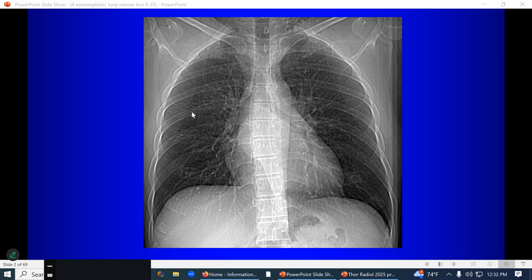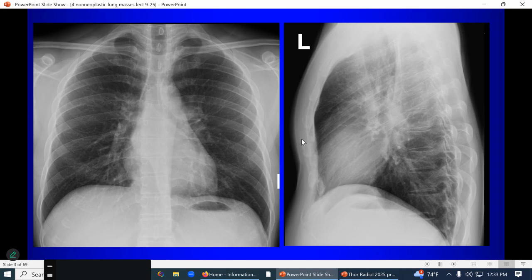The azygoesophageal line, right? So there's this big round opacity. The location of this is what? Subcarinal. What compartment would this be? Middle mediastinum, right? So if you have a round subcarinal mass in the middle mediastinum, what do you think that's going to be? A bronchogenic cyst, right? That's the most common location for a bronchogenic cyst.